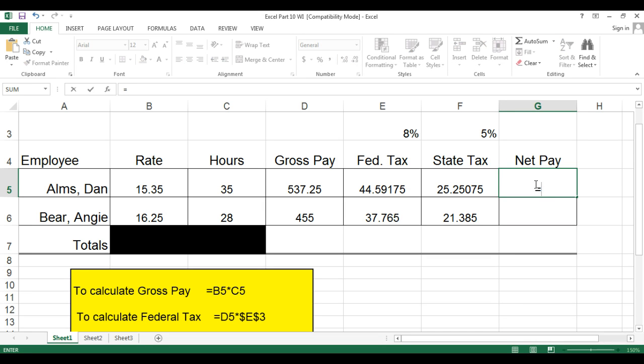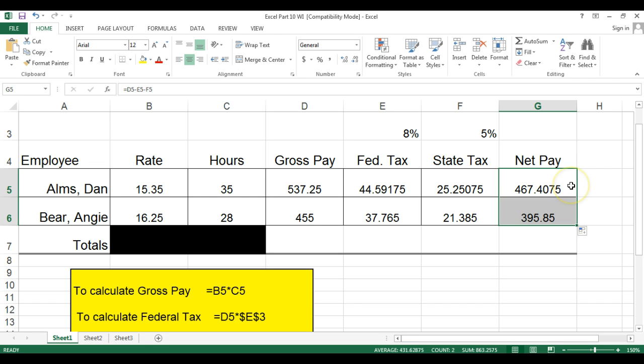So we have our equal sign. We need to start with our amount of gross pay. Then we're going to subtract. We're going to take out our first tax, which is the federal tax. And then we're going to subtract the state tax. So it's really important for net pay that you remember it's gross pay minus federal minus state. So you're going to have 3 cells in here, 1, 2, 3, that you need to use to get your net pay. Enter, pull that down.